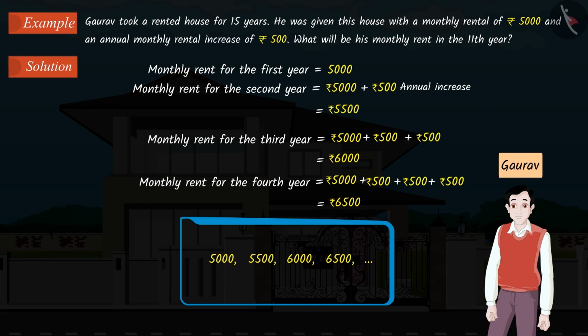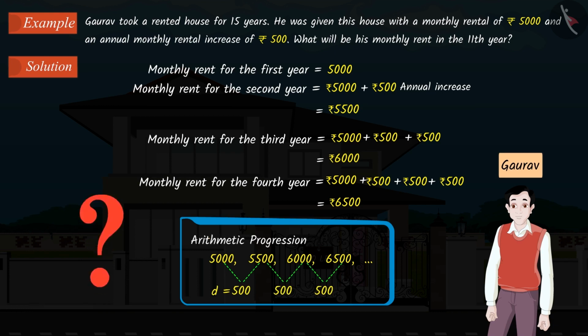If we observe carefully, we can see a pattern here. Can you tell me whether this is an arithmetic progression or not? Well done! This is an AP. We have to find the monthly rent for the 11th year. Now, tell me, what will we do to find the value for the 11th year?